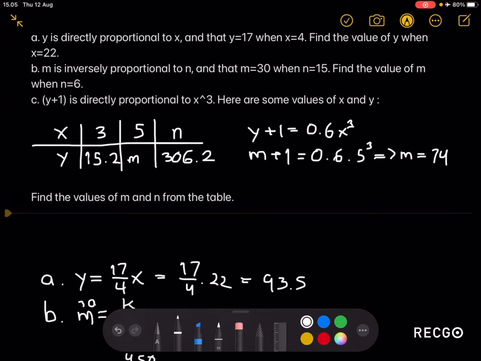Now to solve for n, we can just set y to be equal to 306.2, and let's set x to be equal to n. So there will be 306.2 plus 1 on the left hand side, which simplifies to 307.2. This must be equal to 0.6 times n cubed. Solving this gives us that n must be equal to 8, which ends this video.